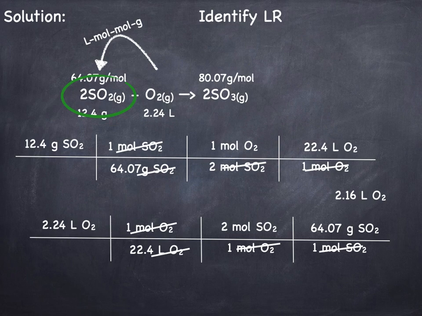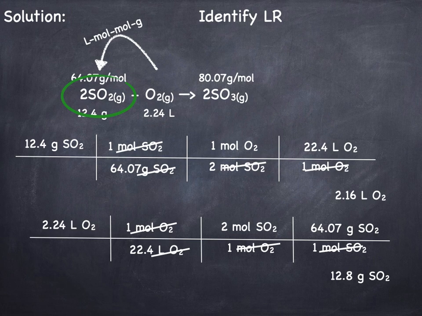You're dividing by 22.4 liters. You got your mole ratio in there, 2 to 1. Again, notice it's flipped because now we're going from oxygen to sulfur dioxide. And the 64.07 grams of sulfur dioxide in 1 mole. And when you run that calculation out, you find that you need 12.8 grams of sulfur dioxide to react completely with the oxygen. You only have 12.4.